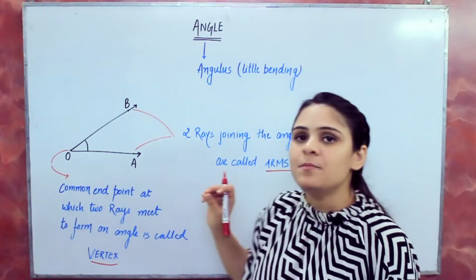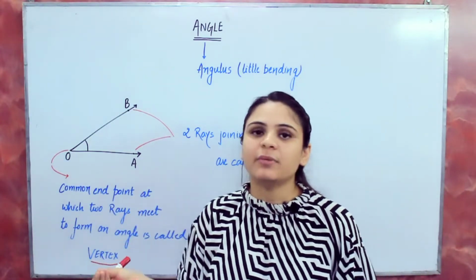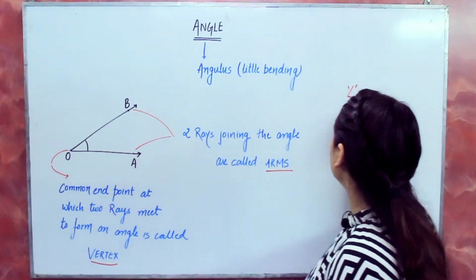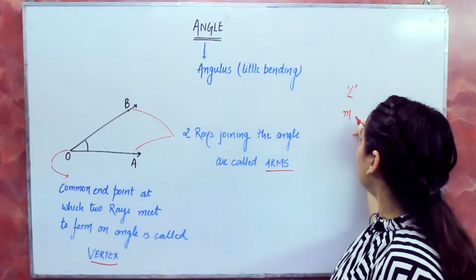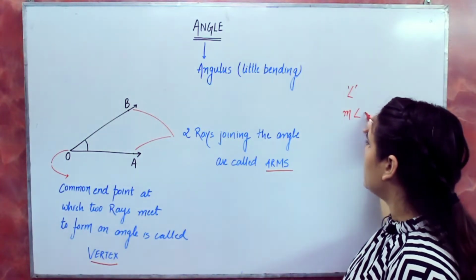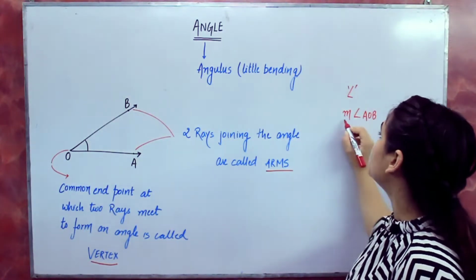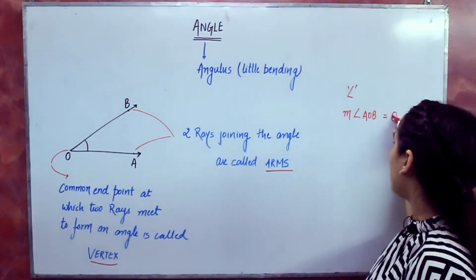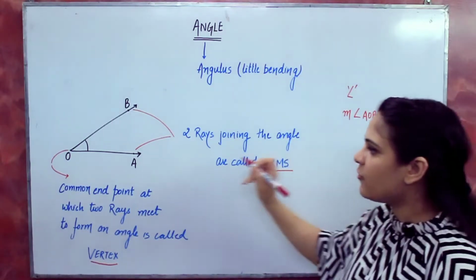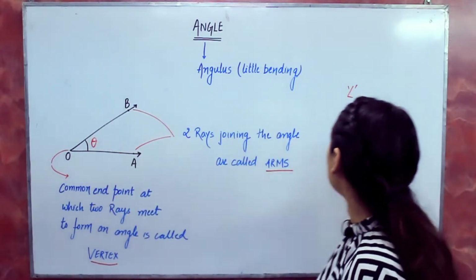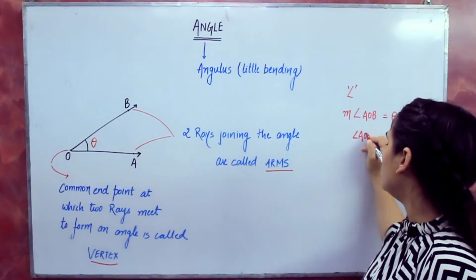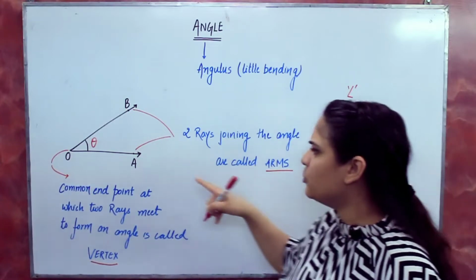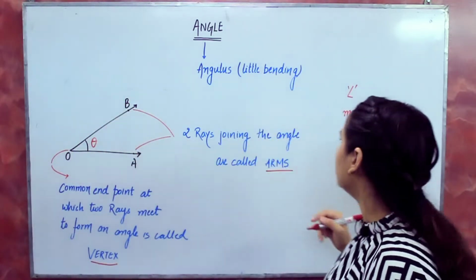Angle can be measured by using protractor, and usually we measure angle in the form of degrees, and this is the symbol of angle. Whereas when we write M of angle AOB, this means measurement of angle AOB. That means you have to write the angle here theta. So measure of angle AOB is equals to theta. Also this angle AOB is equals to angle BOA. You can write both ways. AOB and BOA is one and same thing.